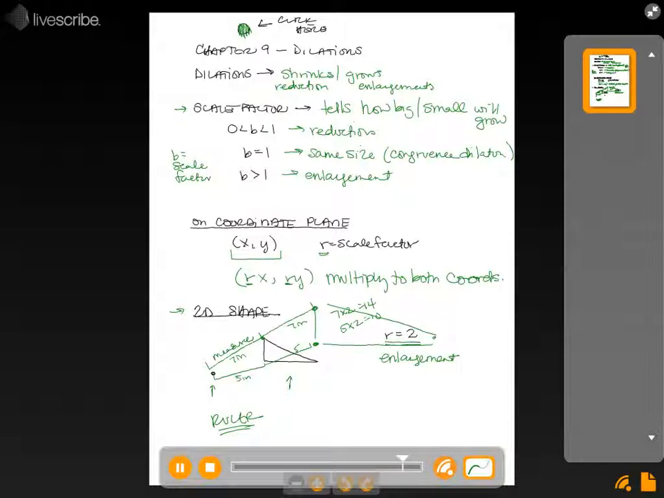Again, dilation means to shrink or to grow, an enlargement or a reduction. If it's a reduction, your scale factor is between 0 and 1. If it's an enlargement, your scale factor is greater than 1. And if your scale factor is equal to 1, it's called a congruence dilation. On a coordinate plane, which is what we're going to learn, you multiply that scale factor to both the x and the y coordinate. Okay? So those are your notes on dilations.